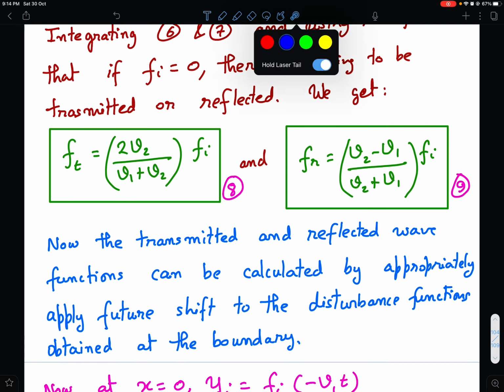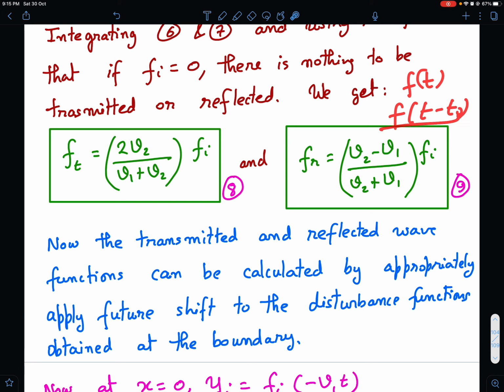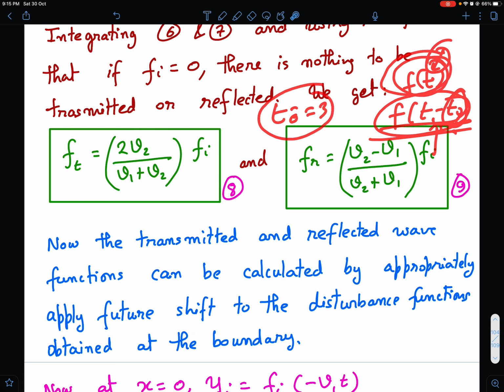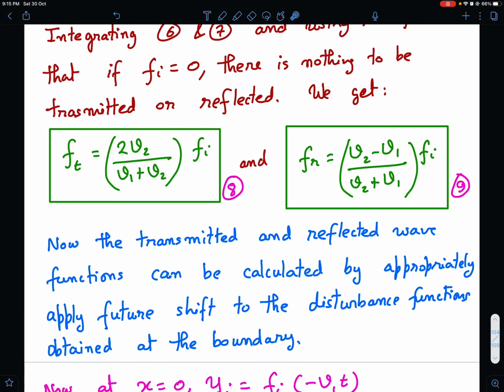The transmitted and reflected wave functions can be calculated by applying a future shift to the disturbance functions obtained at the boundary. What do I mean by that? If you have a function f of t and another function f of t minus t naught, you know that they have exactly the same profile in time, except that this one is delayed by a time t naught. Let us say t naught is 3 seconds. Then whatever the first function gives at t equal to 0, the second function will give at t equal to 3 seconds. So it is future shifted by 3 seconds. Whatever the first function is going to do, the second function is going to do the same thing, but after a time gap of t naught.